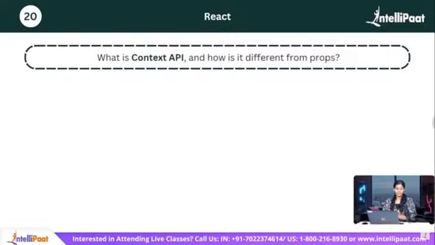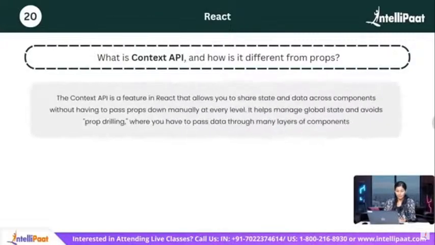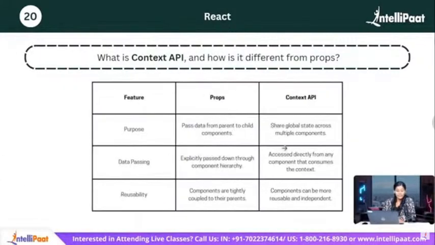Let's look at how these are different in a tabular format. The Context API is a feature in React that allows you to share state and data across components without having to pass props down manually at every level. It helps manage global state and avoids prop drilling, where you have to pass data through many layers of components. Now let's look at the table.